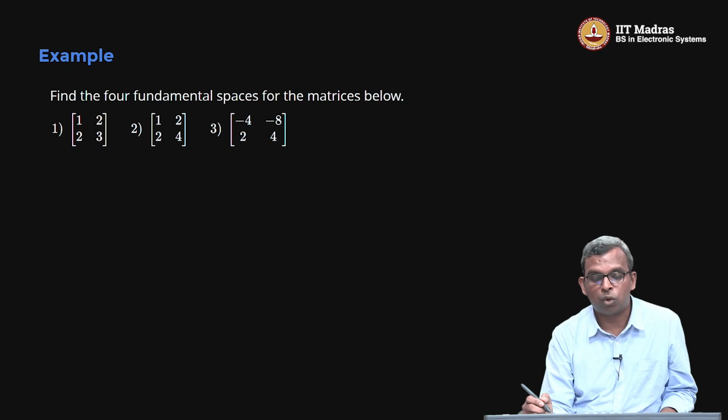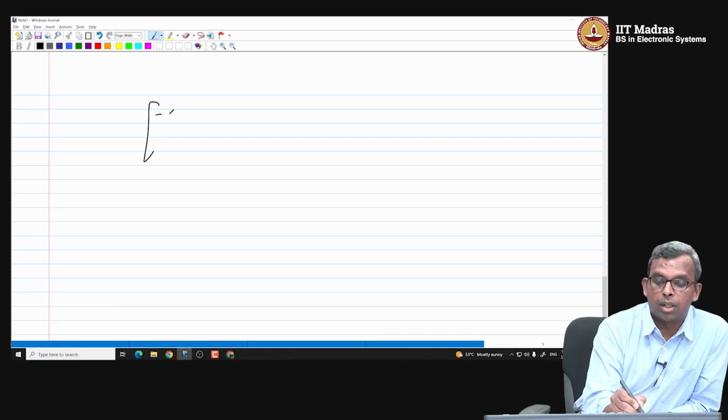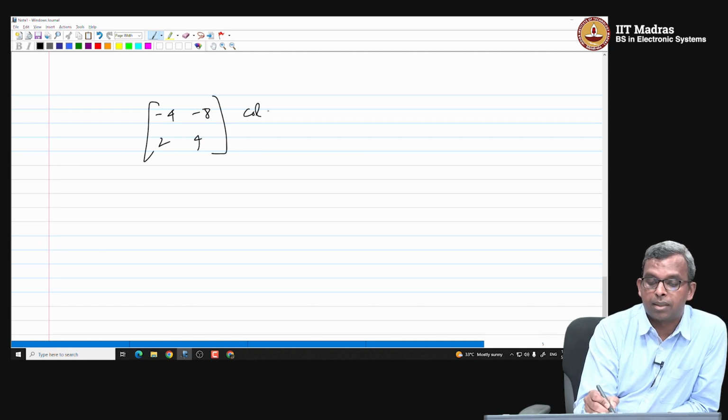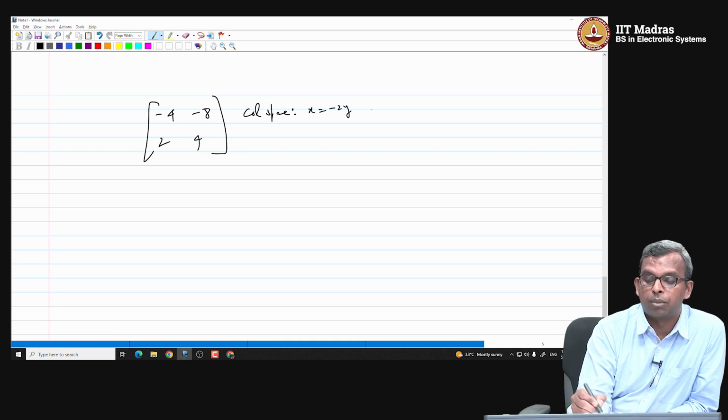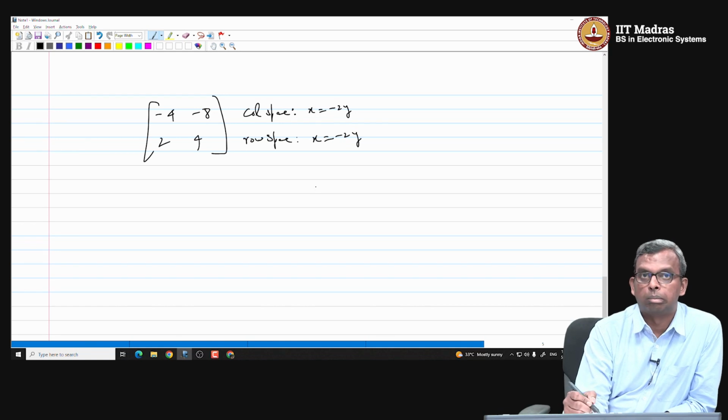Let us see the last one, minus 4, minus 8, 2, 4. So this one. Okay. So what about the column space and row space? Column space is x equals minus 2y. Do you see that? x plus 2y is equal to 0. Row space is also x equals minus 2y. Is that correct? No. Oh yeah, you're right. I think x equals minus 2y is the row space. Oh, no. Row space is something else, right?